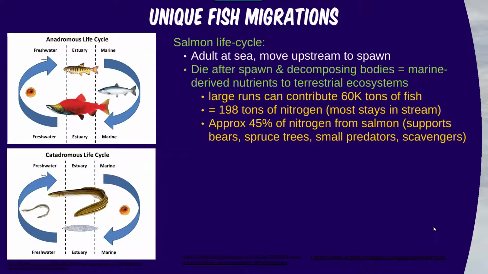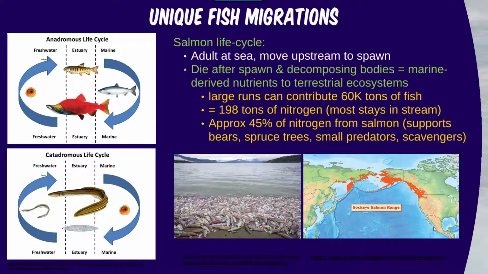And perhaps the most widely known of these anadromous life cycles is that of the salmon. The adults live at sea until they're approximately 5 years old, and then they swim upstream to spawn. They actually die after the spawning, so you end up with this mass amount of decomposing bodies that occurs along the shores and within these freshwater habitats. The decomposing bodies are going to ultimately contribute nutrients to the surrounding terrestrial ecosystems, in addition to the freshwater habitats.